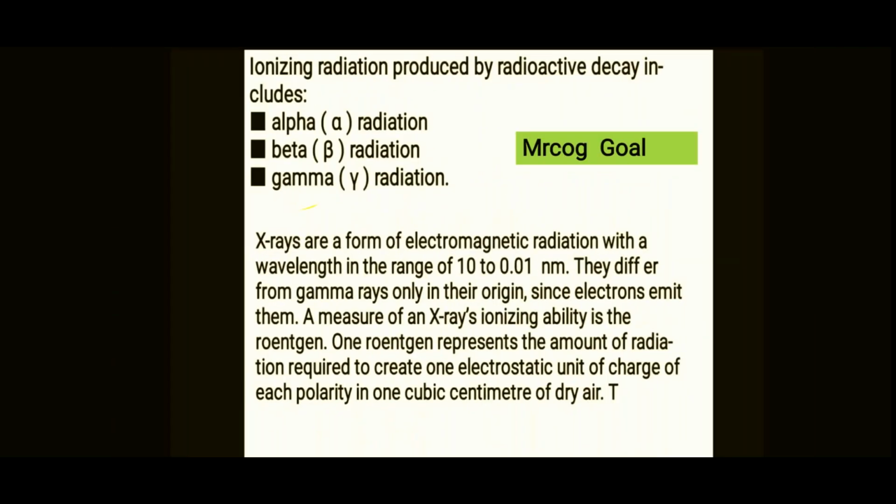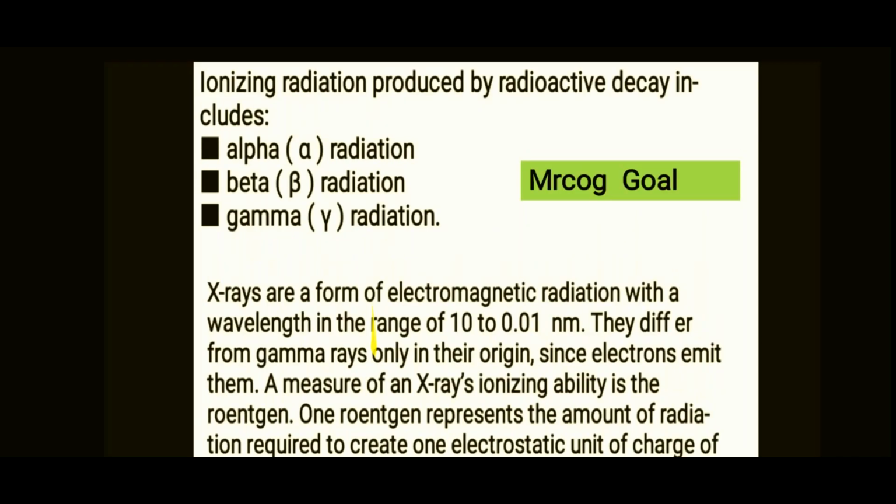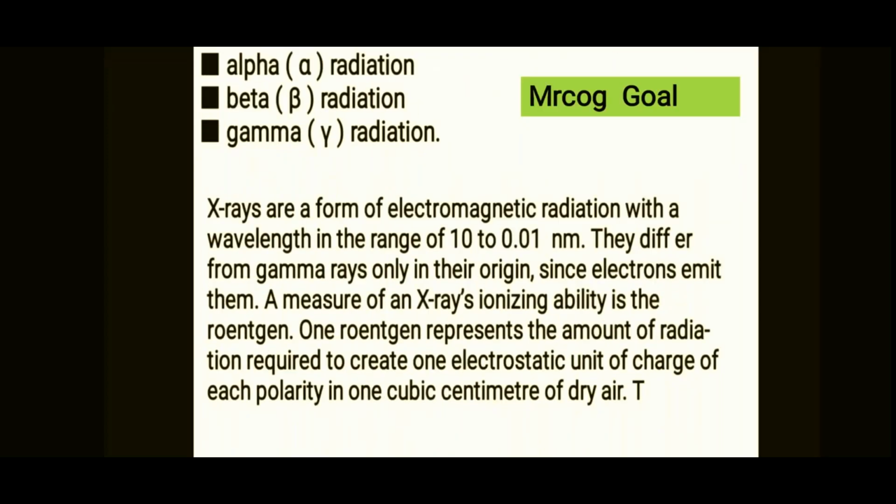Now, ionizing radiation. Ionizing radiation produced by radioactive decay includes alpha radiation, beta radiation, gamma radiation. The X-rays are a form of electromagnetic radiation with the wavelength in the range of 10 to 0.01 nanometer. They differ from gamma rays only in their origin, since the electrons emit them. A measure of X-rays ionizing ability is Roentgen. Okay, so for X-rays, Roentgen is used.